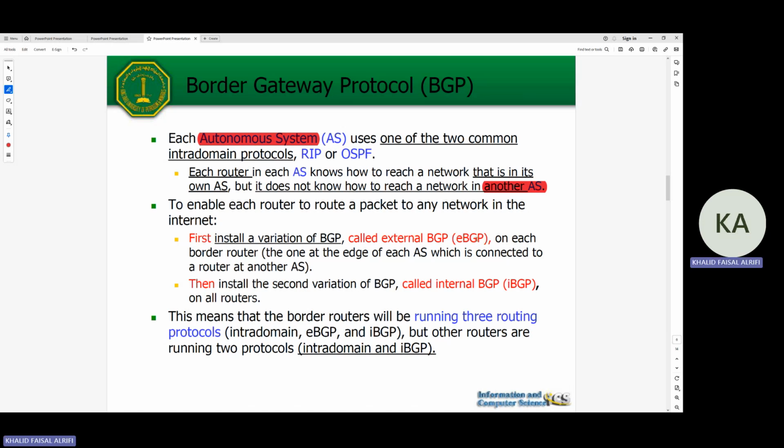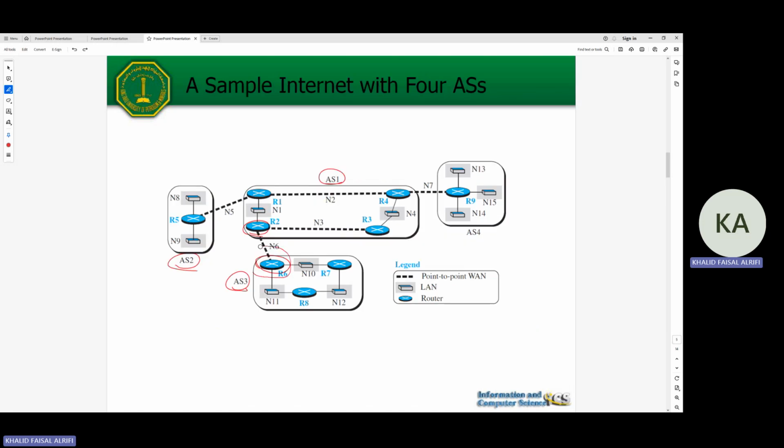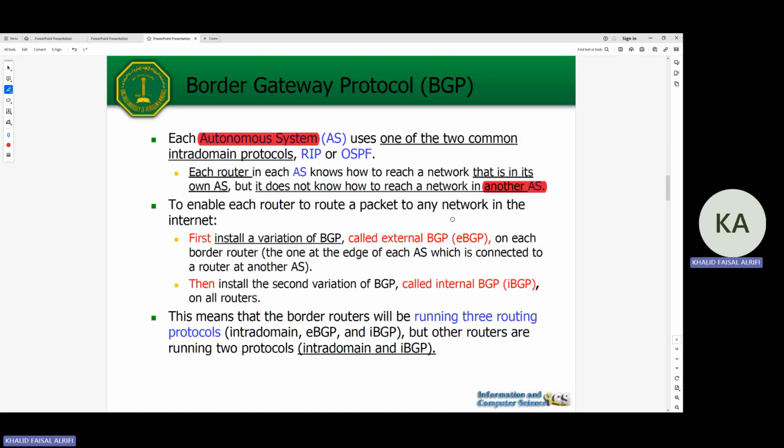eBGP, the abbreviation, on each border router. Border router we mean like this. This is a border router, this is a border router, this is a border router because it's the only router, this is a border router. Okay, by border router we mean it communicates with other autonomous systems. So it's at the edge, and we use it to communicate with other autonomous systems.